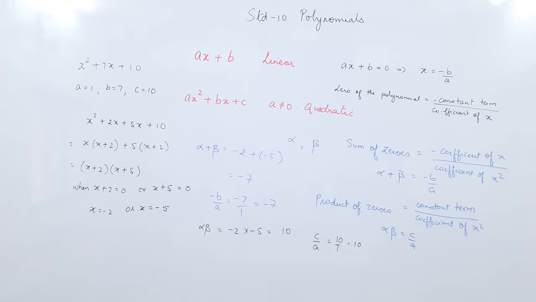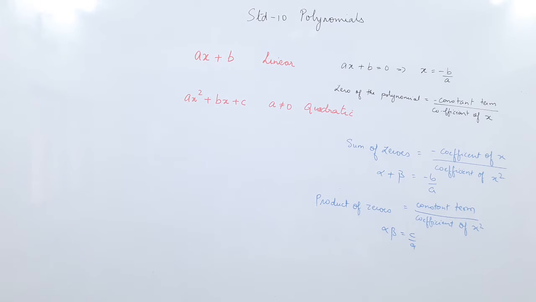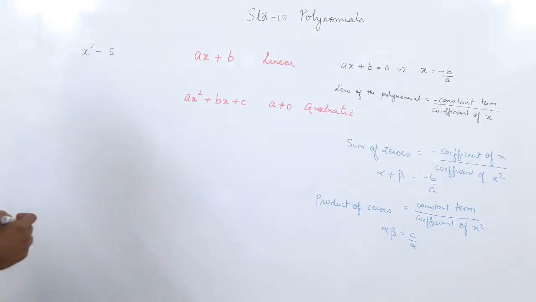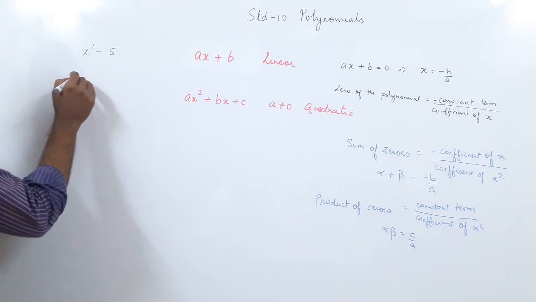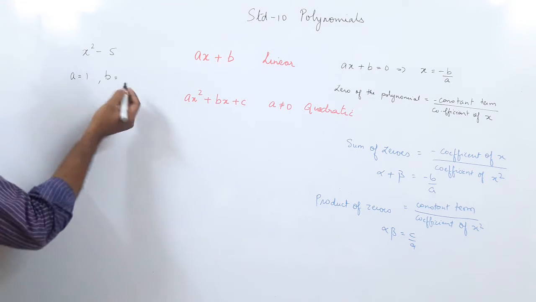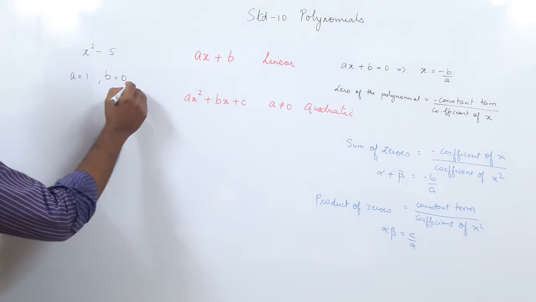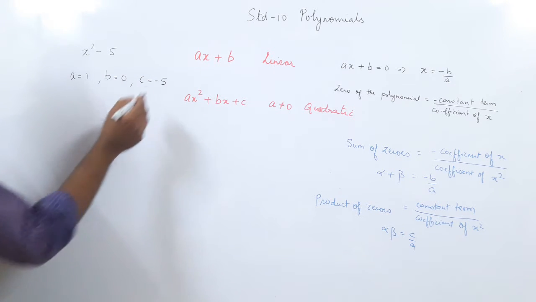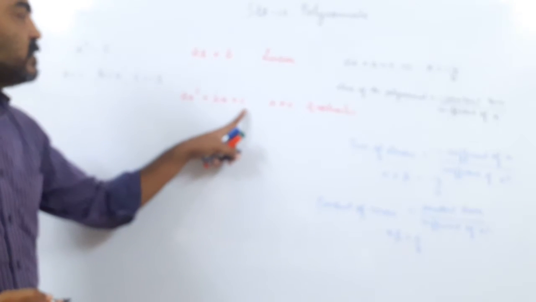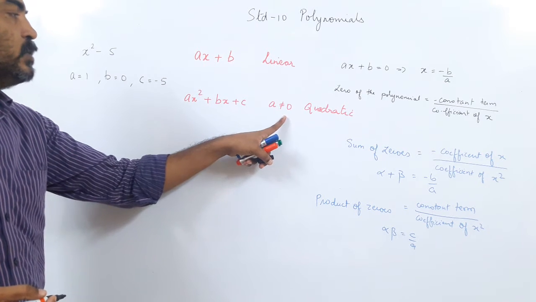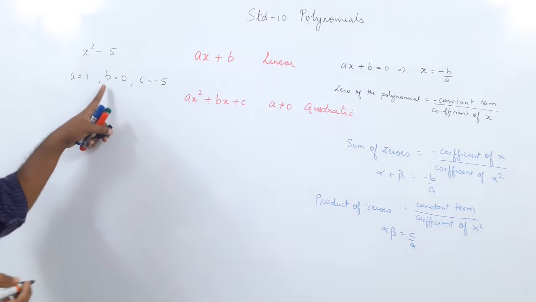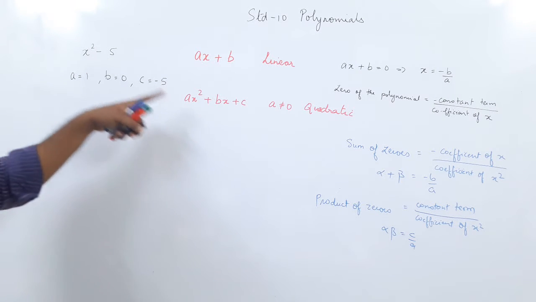Now let's go to one more. For the next sum we will take x square minus 5. What is your a here? a is equal to 1, there is nothing there, so 1. What is your b? There is no x term, so b is 0. And c is minus 5. What does the rule say? Ax square plus bx plus c is a quadratic equation when a is not equal to 0. This means b can be 0, c can be 0, but a cannot be 0. Here b is 0, so this is a valid quadratic polynomial.